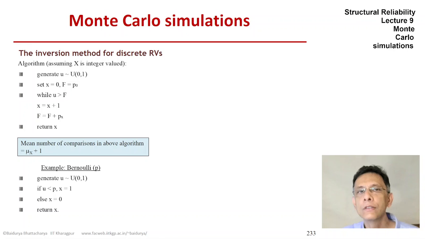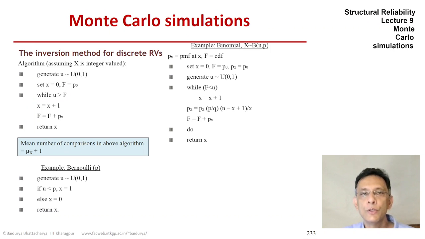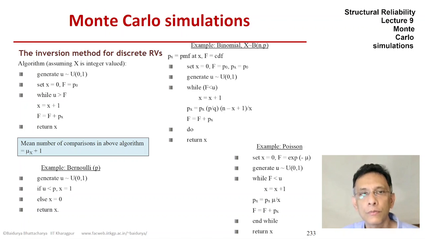We can look at several examples. The Bernoulli random variable: generate u and compare it with the probability of success. We can look at the binomial and do the same sort of comparison and exit the while loop as soon as we hit the right value. We can do the same with the Poisson PMF and obtain the Poisson deviate.